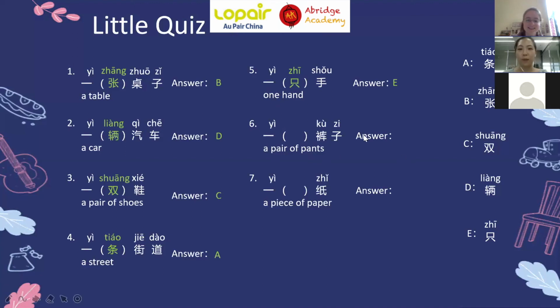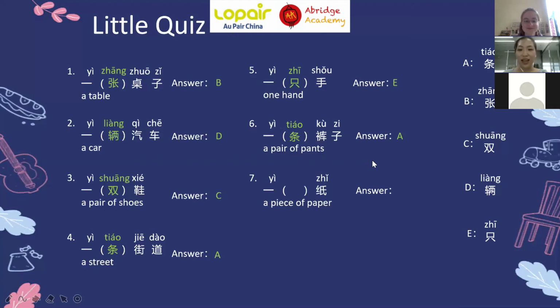And the sixth one, a pair of pants. How to say a pair of pants? Okay, so now I go to see it's A. Again, why is it A? Oh, yeah. We go back here, the street is long and narrow in shape, and pants also have a long, narrow shape. So it also uses 条 as the measure word. So it's 一条裤子, a pair of pants.